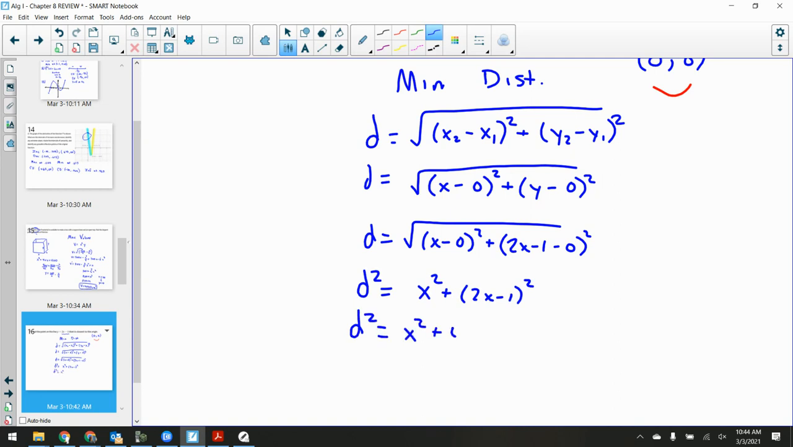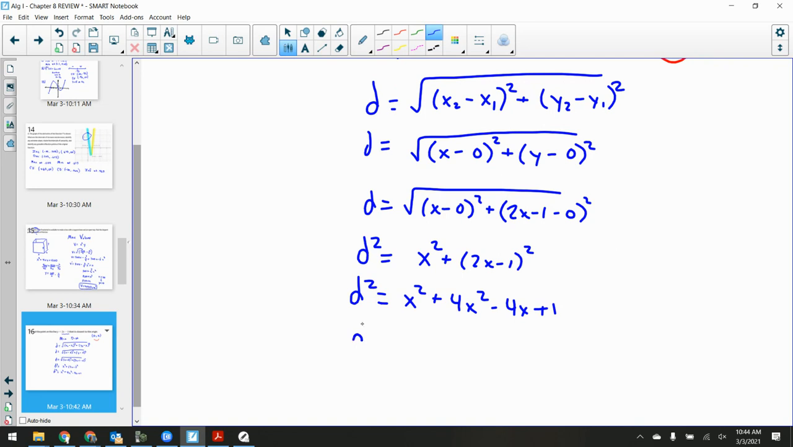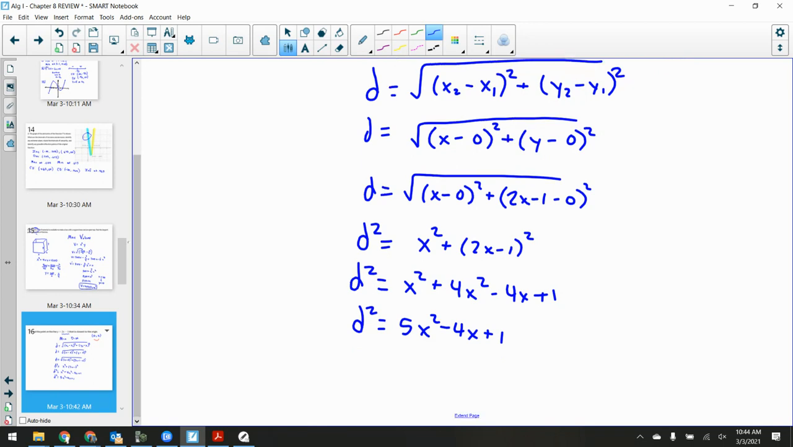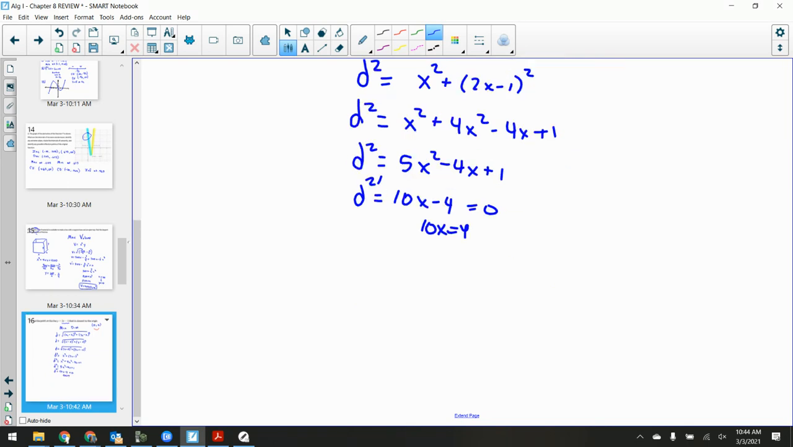X squared plus 4x squared minus 4x plus 1. Outer's a negative 2x, inner's a negative 2x. Negative 1 times negative 1 would be positive 1. So that means I've got d squared is 5x squared minus 4x plus 1, which means now I find the derivative, 10x minus 4, and set that equal to 0. D squared prime, I guess. We want to write it like that. So 10x is equal to 4. So x is equal to 0.4.